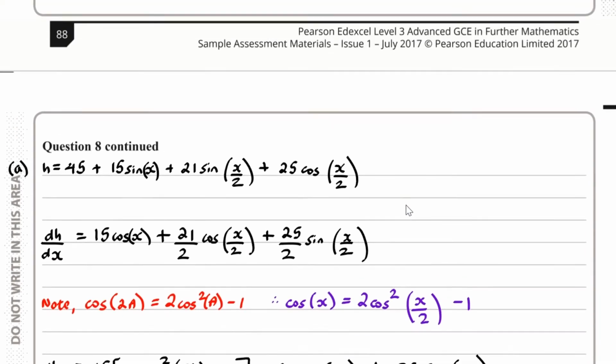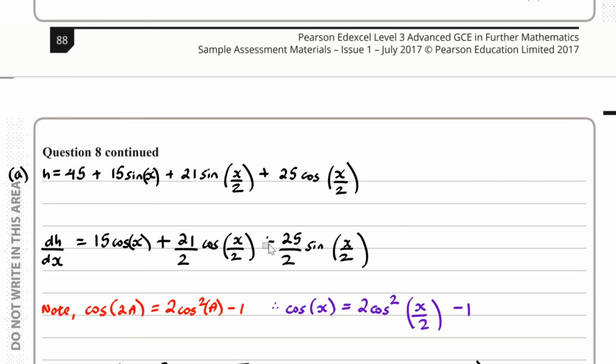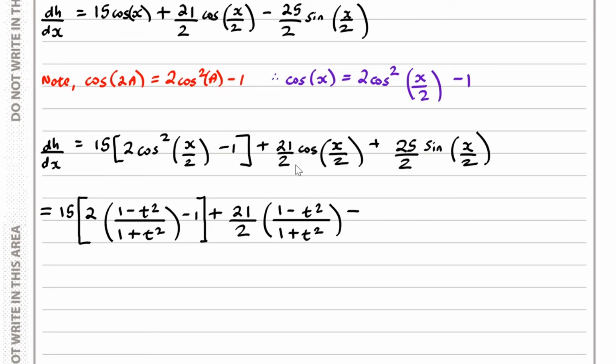Let's double check this. Oh, sorry. This is minus. Differentiating cos gives minus sine. So yeah, just be a bit careful over here. So we have minus 25 over 2 times 2t over 1 plus t squared.